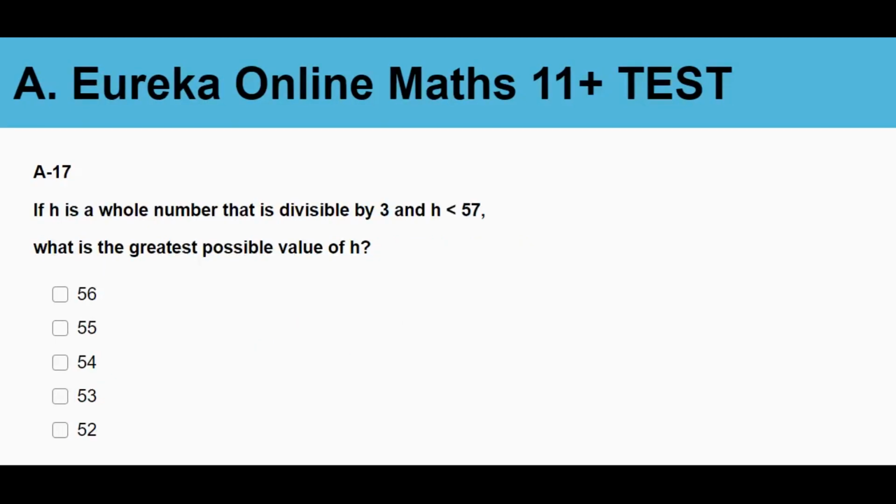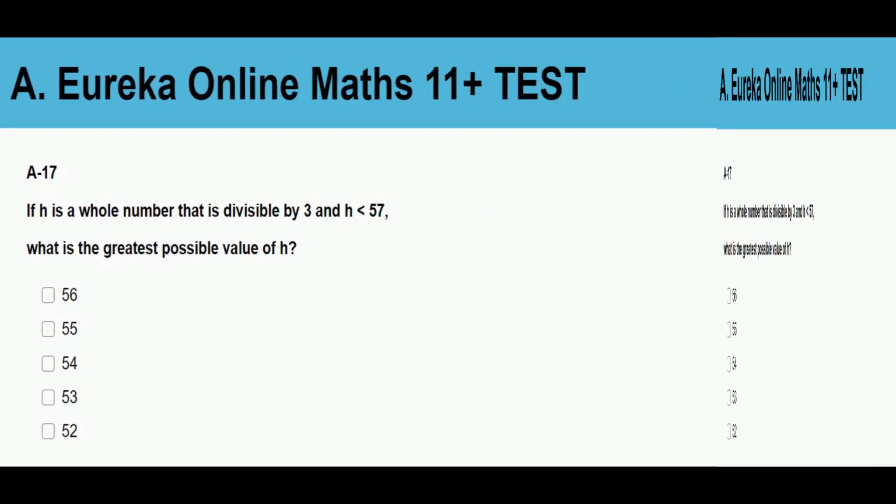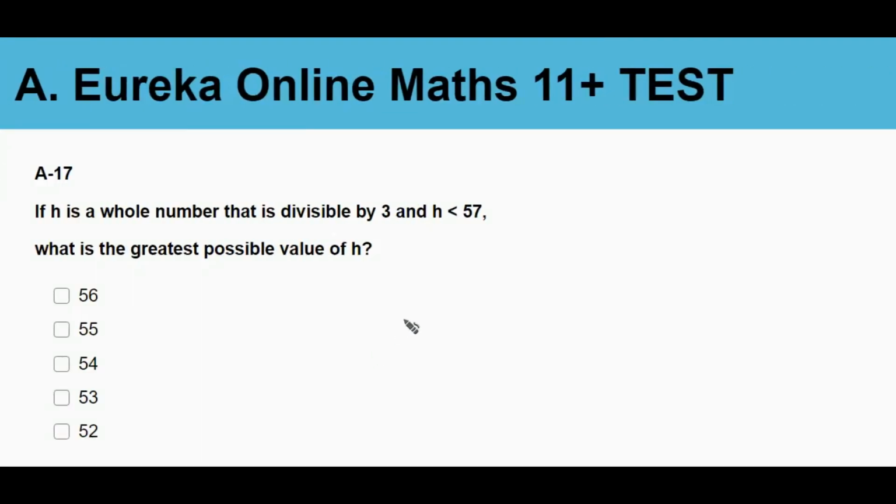If h is a whole number that is divisible by 3 and h is less than 57, what is the greatest possible value of h? Now you need to find h. The given condition is h is less than 57, and it has to be divisible by 3, but it has to be the greatest possible value.